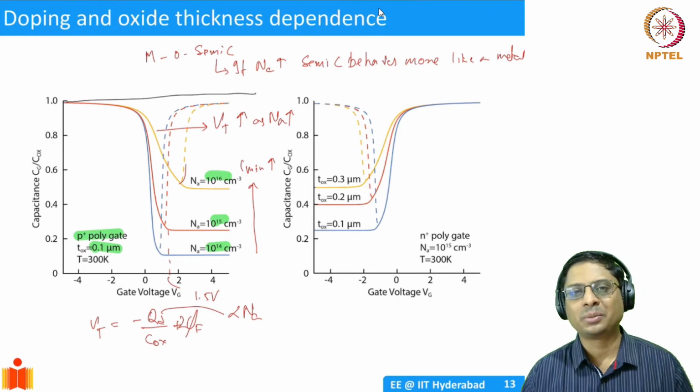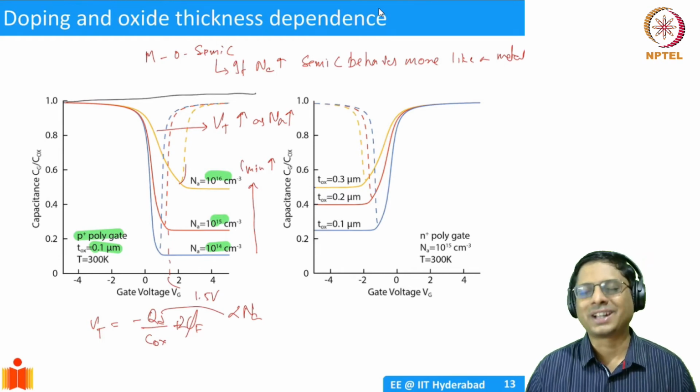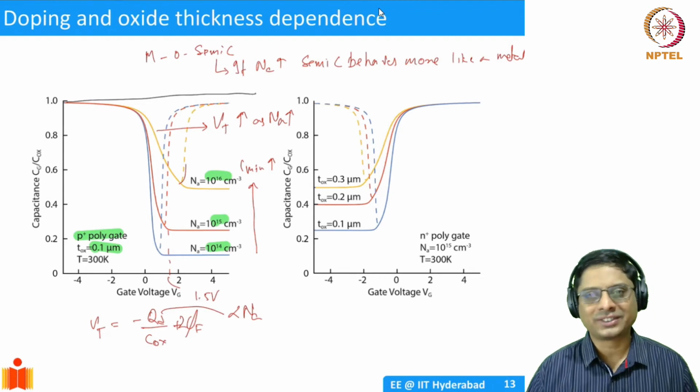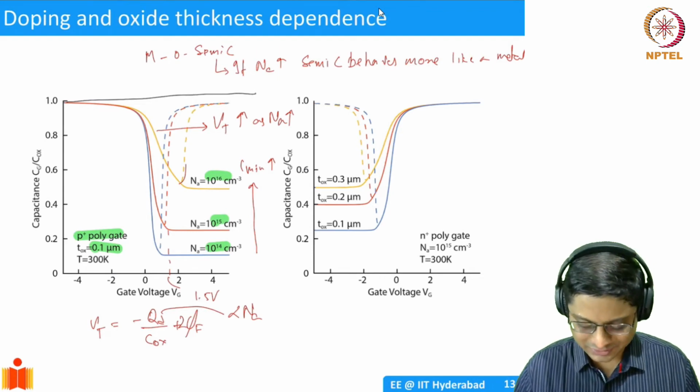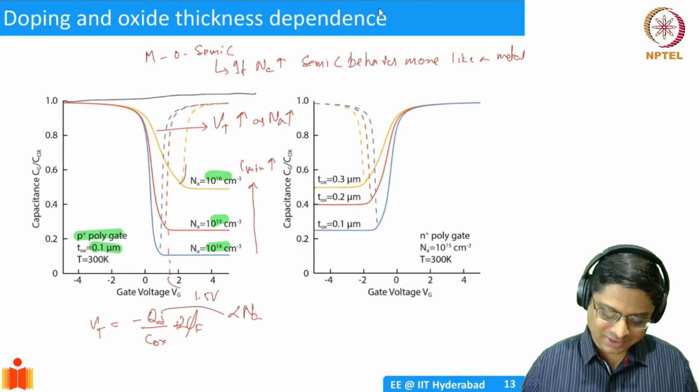Sorry, if you don't want a high VT, you need to use a low Na. But then if you have low Na, there will be some other side effects. If you are actually doing the device design, you have to take care of all these things. Then what happens to the oxide thickness dependence?